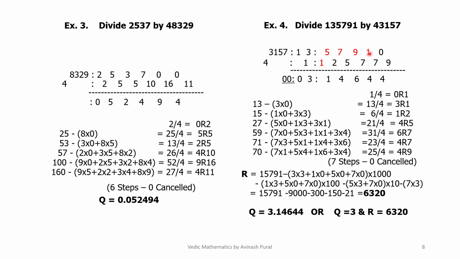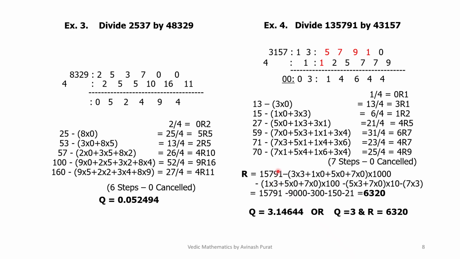Now 71 is the next dividend, minus 7 into 3 plus 5 into 1 plus 1 into 4 plus 3 into 6, that is 23 by 4, equal to 4 as quotient and 7 as remainder. Now 70 is the dividend, minus 7 into 1 plus 5 into 4 plus 1 into 6 plus 3 into 4, that gives us 25 divided by 4. So 4 is the quotient and 9 is the remainder.